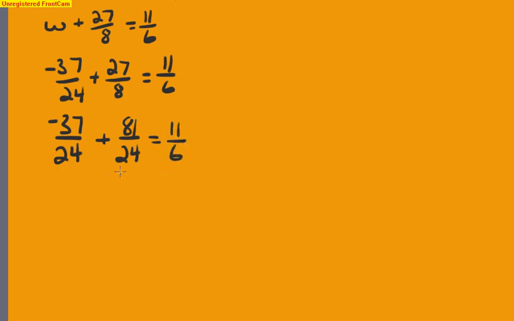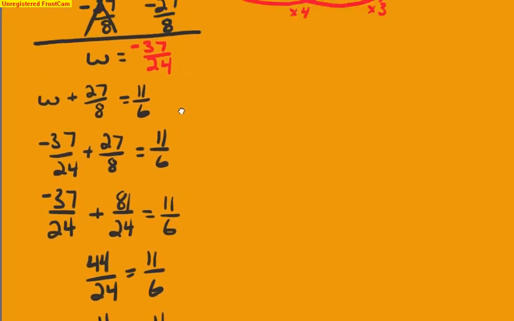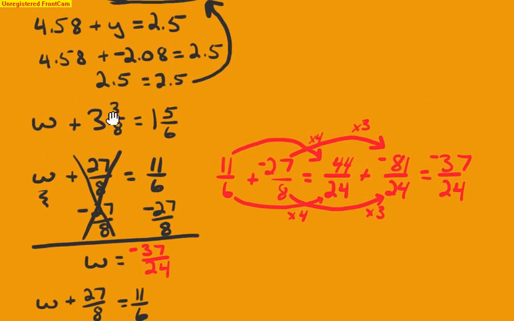Okay, so if we subtract 37 from 81, we are going to get 44, and then keep the same denominator, which is 24, and bring down 11 over 6. Okay, so we need to reduce that left-hand side, and we can divide both 44 and 24 by 4. And if we divide 44 by 4, we get 11, and 24 divided by 4 gives us 6. Bring down the other 11 over 6. So it is equal to each other, so we know that we've got a good proof. So if we pull it back up here, I'll let you see the original problem again. We do know that w does indeed equal negative 37 over 24.